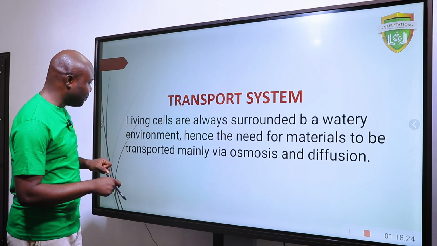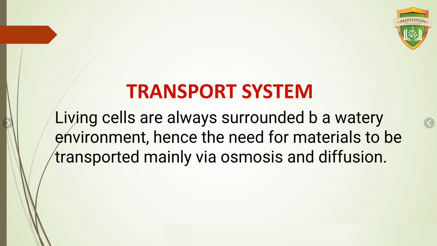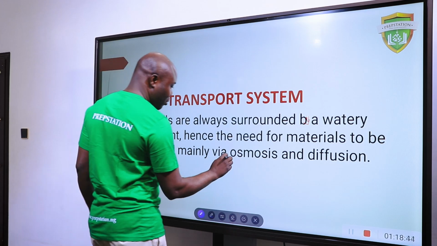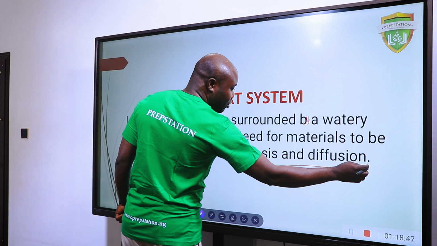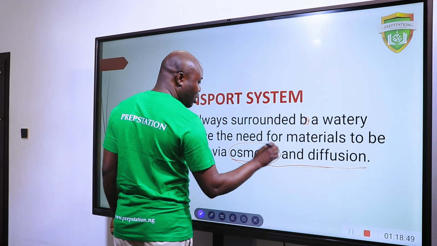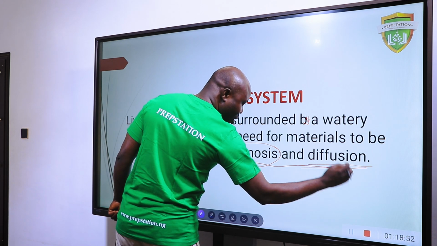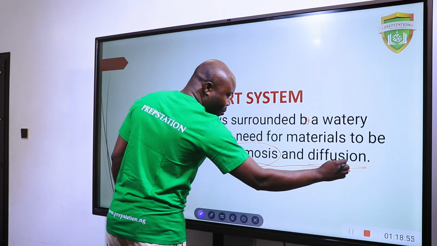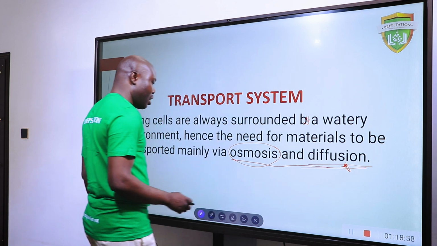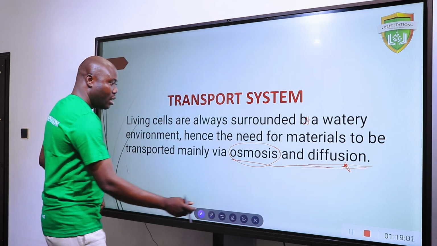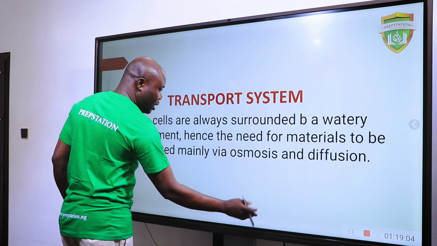Now let's look at what is written here. Living cells are always surrounded by a watery environment. Hence, the need for materials to be transported mainly via osmosis and diffusion. I hope you know why. Osmosis especially has to do with liquid. Diffusion too, but it is not limited to liquid alone. So materials have to be transported via osmosis and diffusion.